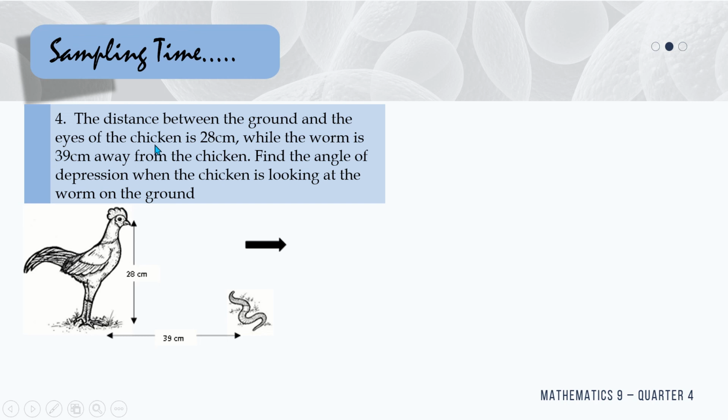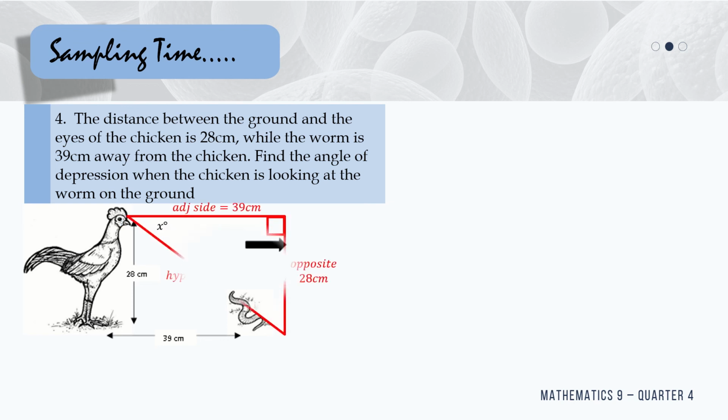While the worm is 39 centimeters away from the chicken. So, ang gilay-on sa worm. Ang gibarugan sa worm padung sa tiilan sa manok, 39 centimeters away from the chicken. Find the angle of depression when the chicken is looking at the worm on the ground. So, for sure, ang mata sa manok padung ato sa worm. So, meaning nagduko na siya, di ba?